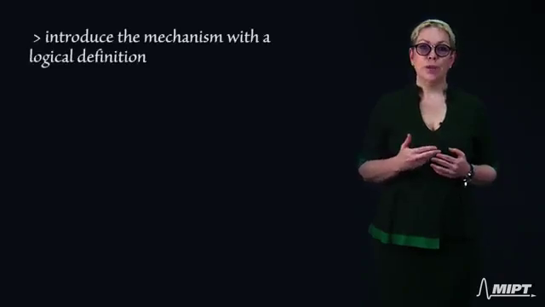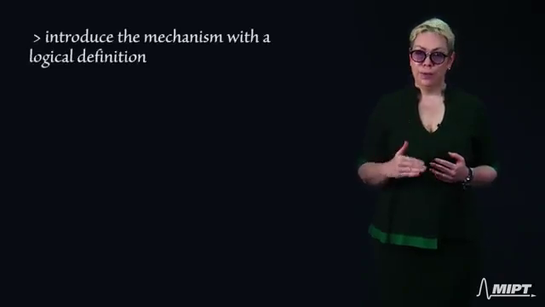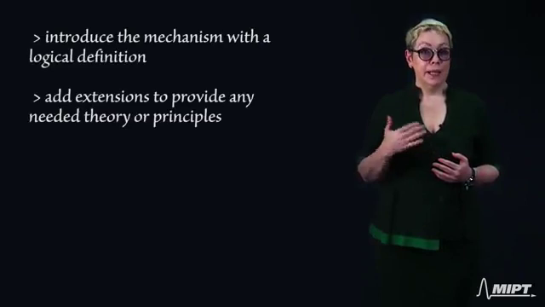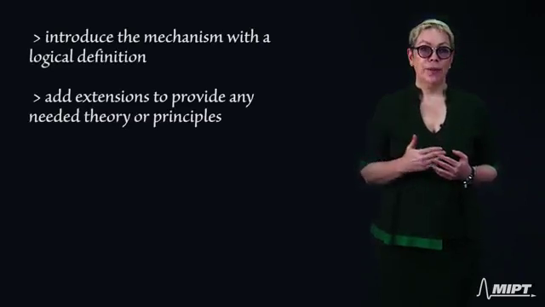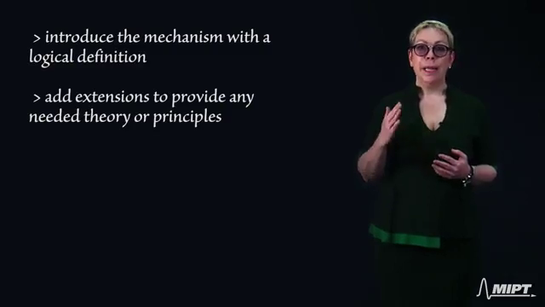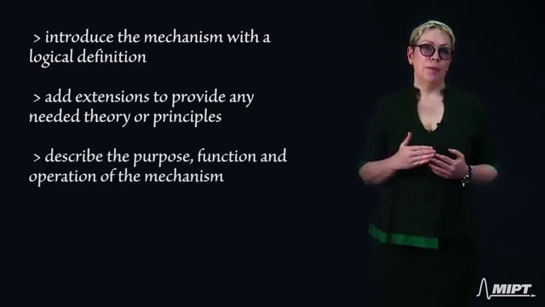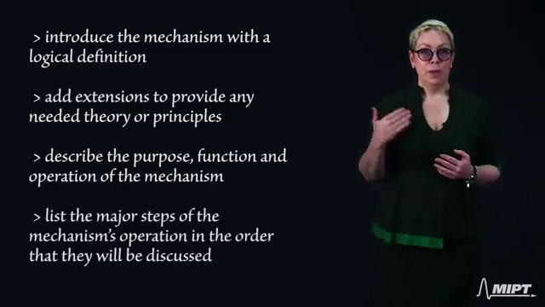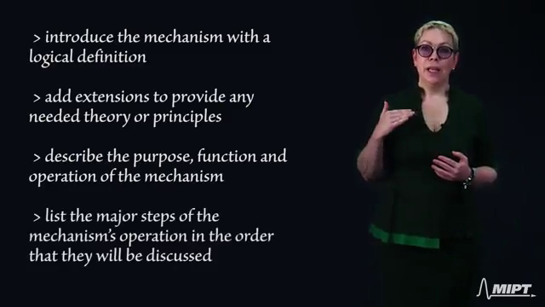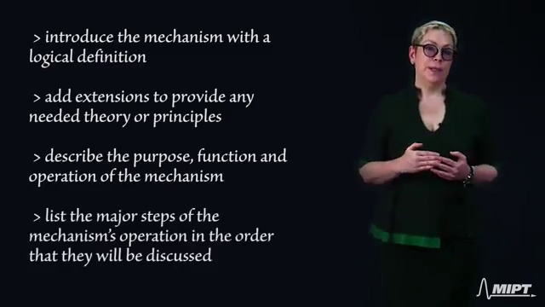Here is a model for a general description of a process. Begin by introducing the mechanism with a logical definition, then add extensions to provide any needed theory or principles. Make sure you include only what the reader needs for the purpose. Next, describe the purpose, function, and operation of this mechanism. Finally, list the major steps of the mechanism's operation in the order that they will be discussed.